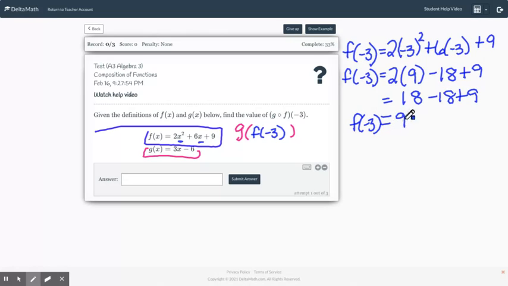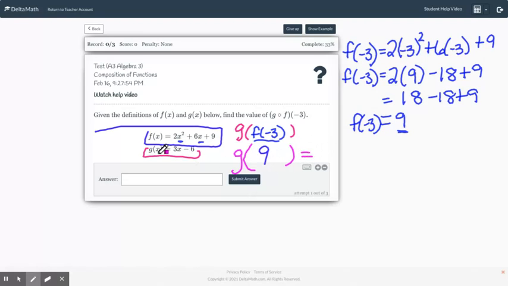Well, good. I found f of negative 3. So f of negative 3 is the same as 9. So I'm trying to find g of f of negative 3. But since I know that f of negative 3 is the same as 9, I'm going to replace f of negative 3 with 9 now. So instead of g, well, I still have g, but instead of the f of negative 3, I can put the 9 there. So now I need to find g of 9.